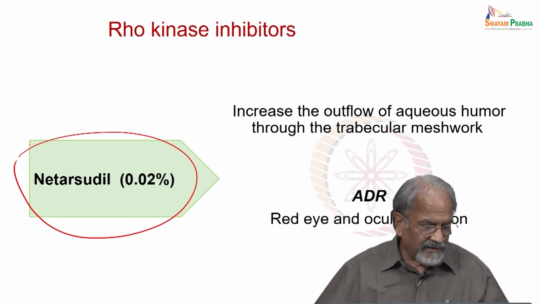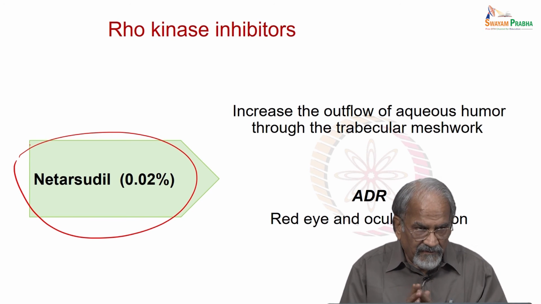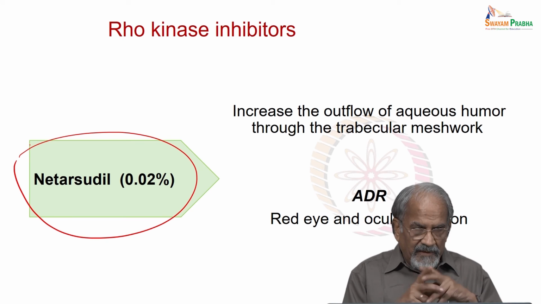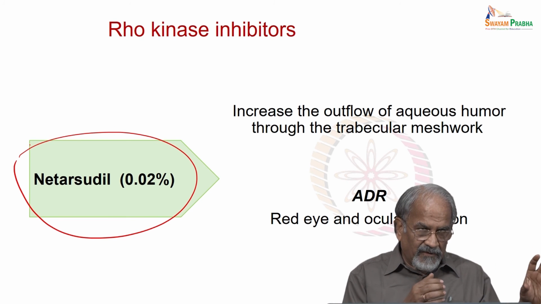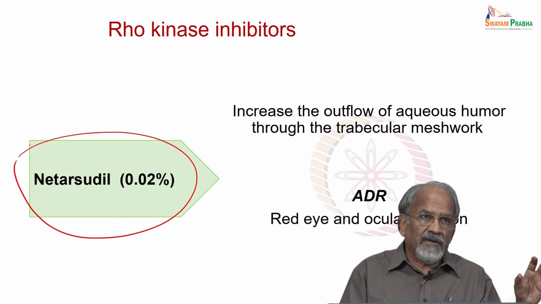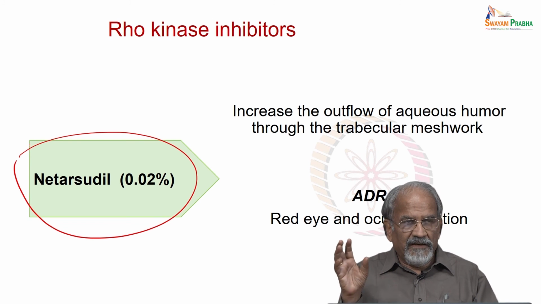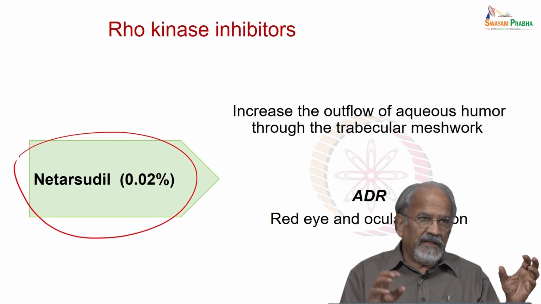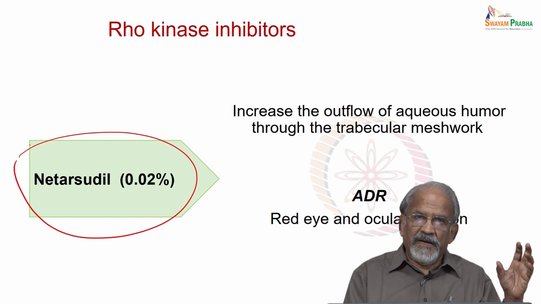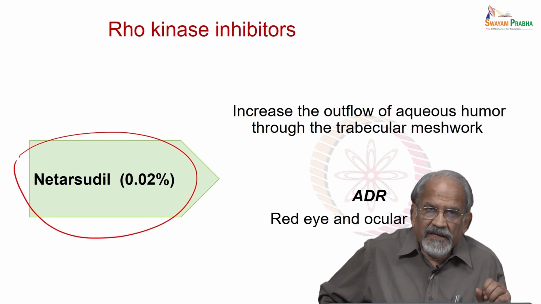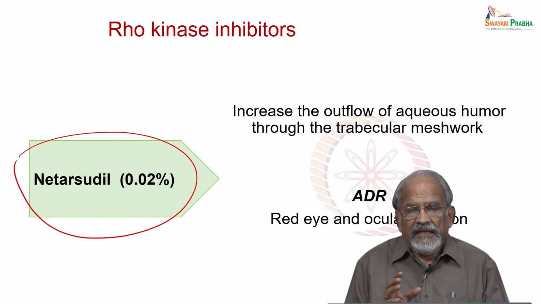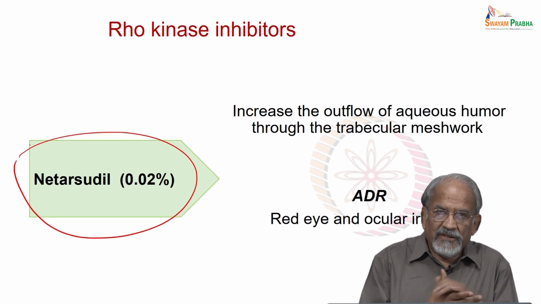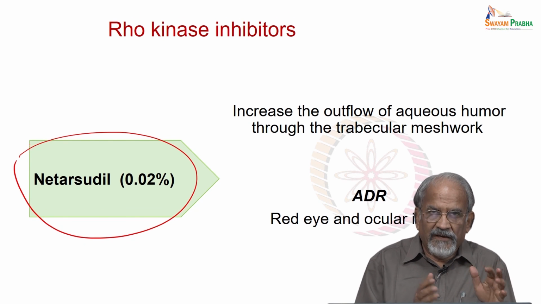So, if I summarize the drugs for intraocular pressure, there are two types of drugs. One is for reduction of aqueous humor production, the other is for increasing outflow. Reduction in aqueous humor production is by beta receptor blocking agents, of which timolol is the most commonly used, carbonic anhydrase inhibitors, and alpha agonists.